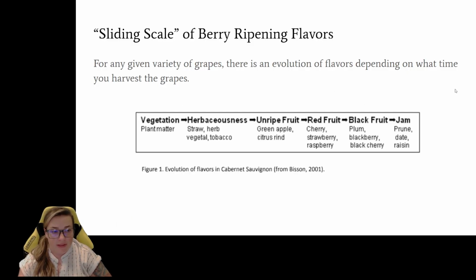So a real life example, Cabernet Sauvignon. Cabernet Sauvignon typically has a green bell pepper component. This tends to be more expressed the earlier you pick it, which makes sense with this chart. The earlier you pick, the more vegetation you're going to get. The later you pick, the less vegetation you're going to get in the characteristics of that wine.